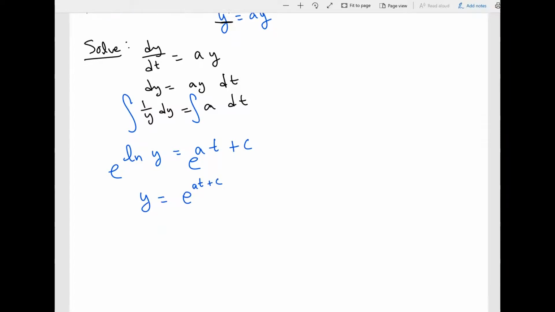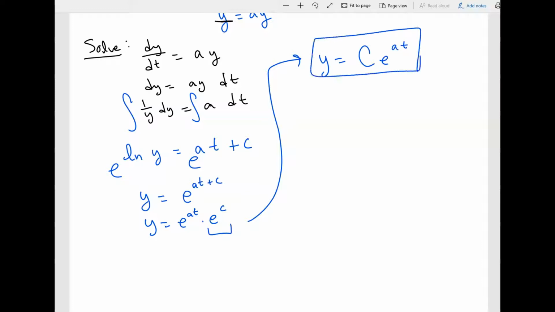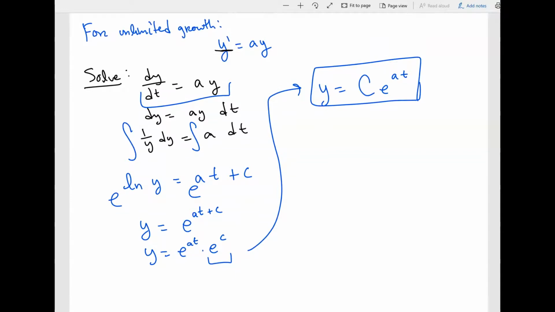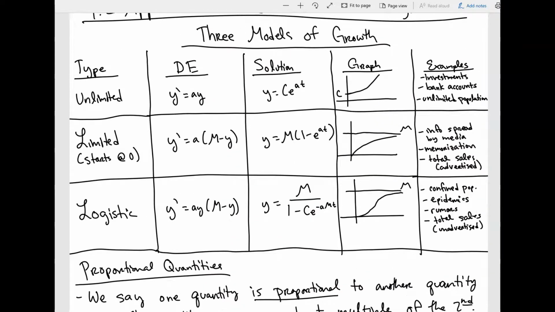We already know that we can change this to y equals e to the at times e to the c. This guy's just going to be some constant. So y is equal to c e to the at. So this is a solution to this differential equation, which means that if I have a differential equation that's being modeled by unlimited growth, then I don't need to solve it anymore. I already know what the solution is, and that's why I made you guys write this in the very beginning. Here is a solution, okay? You don't need to do it anymore.